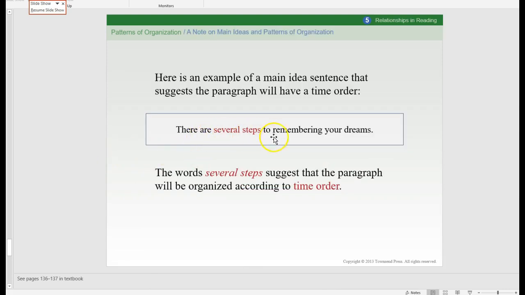There are several steps to remembering your dreams. So if this is the thesis or the topic sentence, several steps, you know that this is going to be in time order. First you fall asleep. What happens next? Maybe you go into REM. I don't really know. I'm kind of flying with the dreams here, but this is the time sequence. And notice what they're saying is these words here in the thesis, or this could be the topic sentence, let your reader know what kind of pattern or rhetorical mode you were using to write.